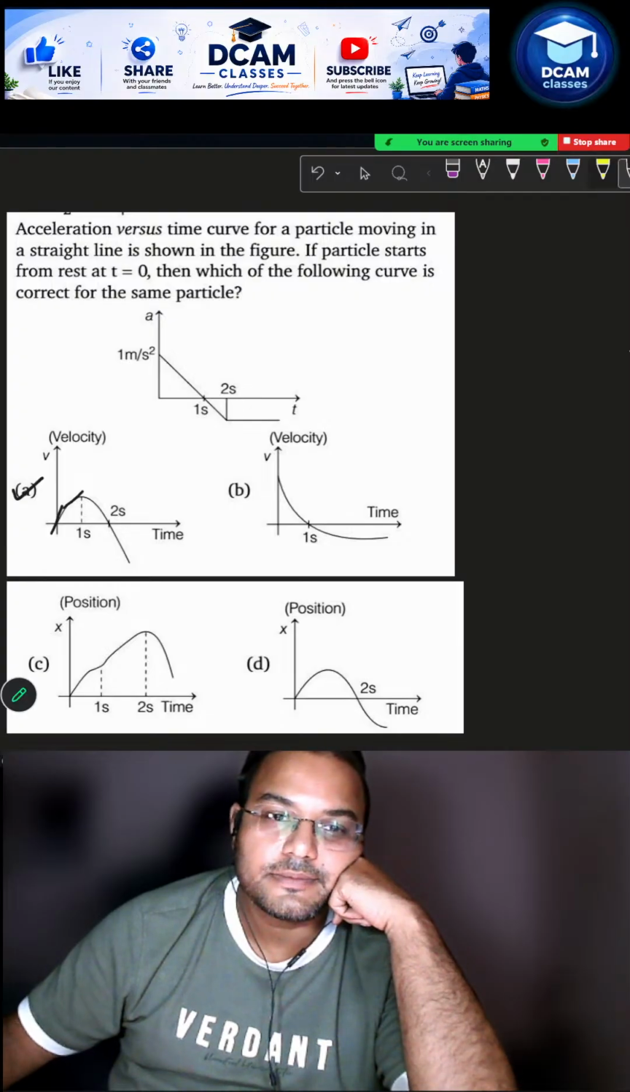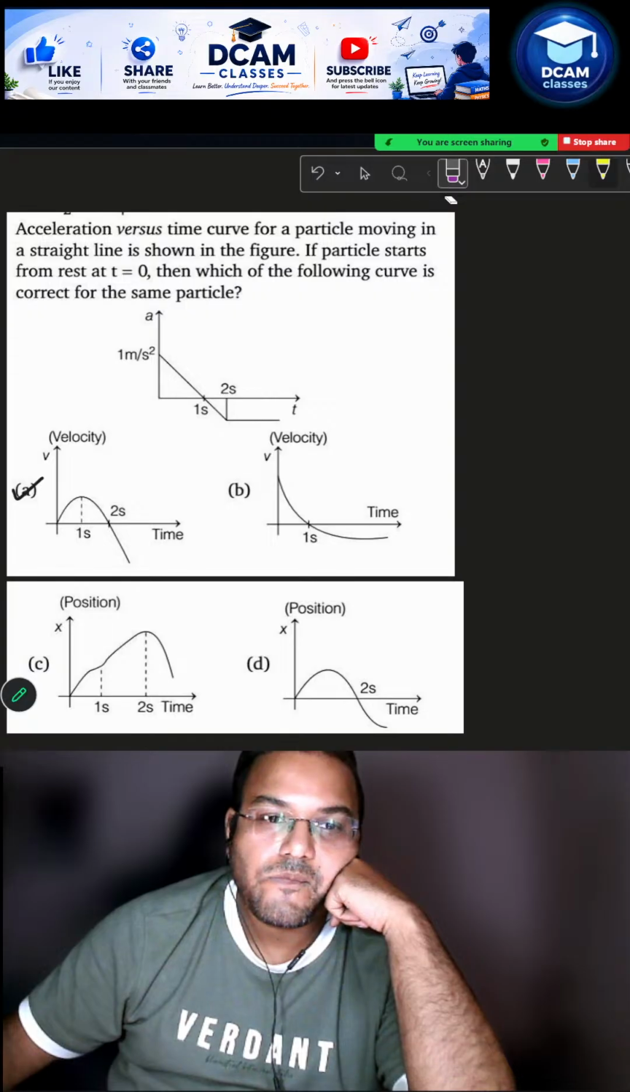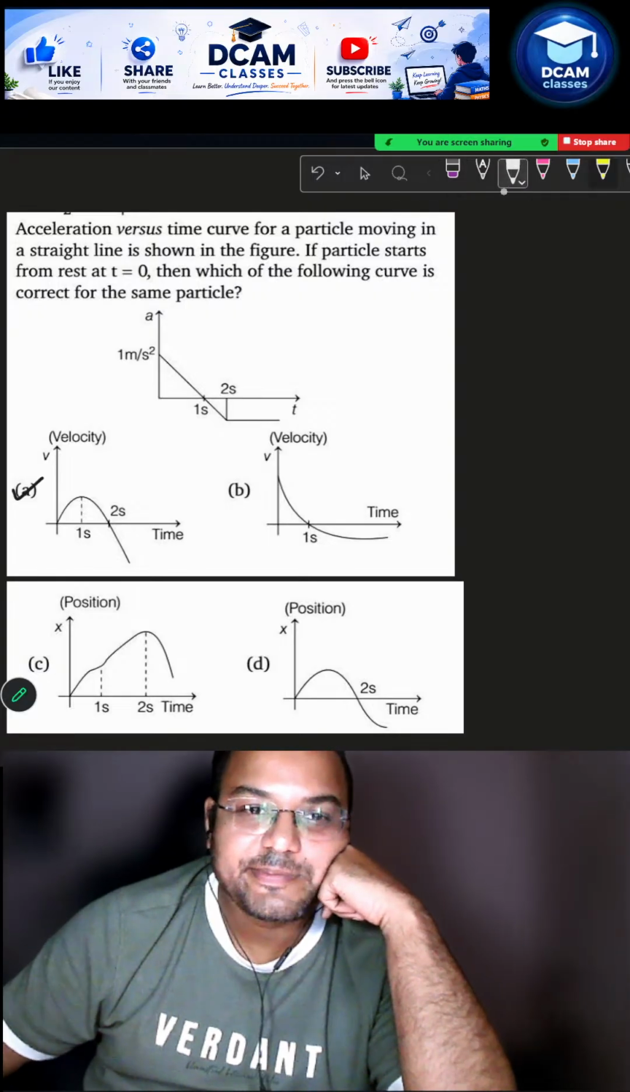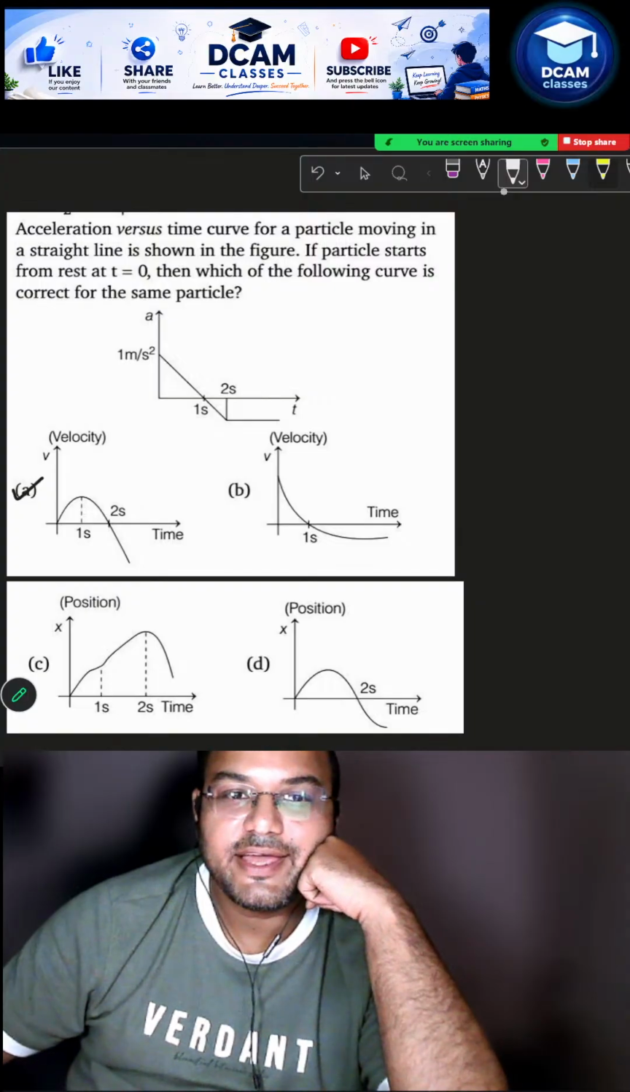Sir, I helped them find the answer using deceleration. After 2 seconds, acceleration is constant but negative. So out of all these options, only option A fits. Acceleration is negative and constant. Okay.